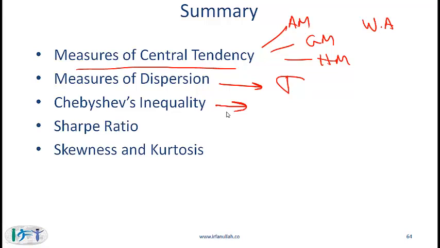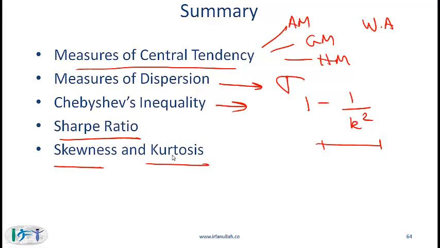You also need to understand Chebyshev's inequality, which is 1 minus 1 over k squared. The k stands for the number of standard deviations, and the strength of Chebyshev's inequality is that it allows us to say how much data will be within a certain range, without making any assumptions about the nature of the underlying data. You should also be on top of the Sharpe ratio as well as the coefficient of variation. And finally, you need to understand the basics of skewness and kurtosis.